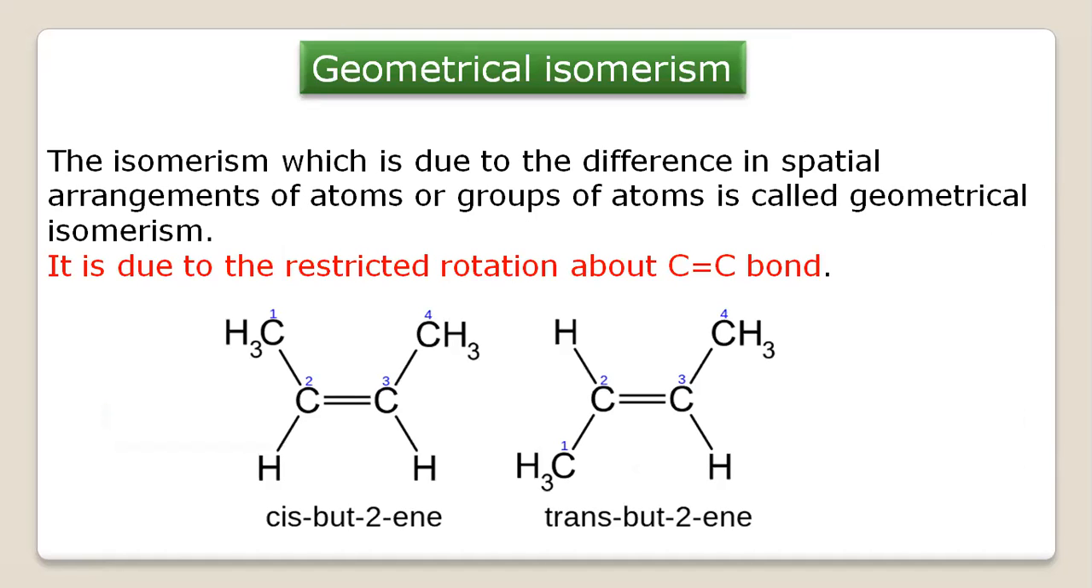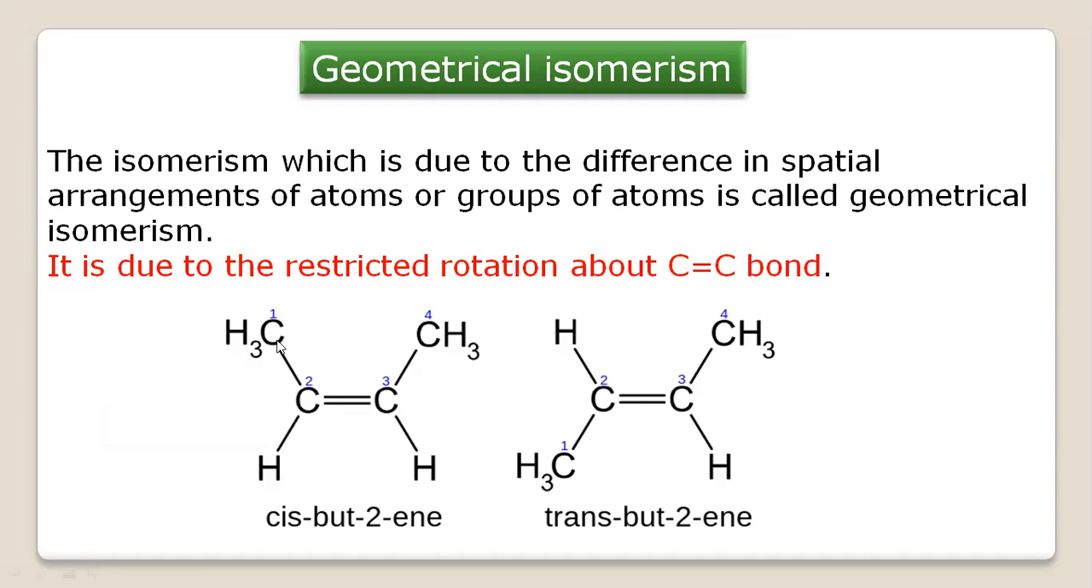First we see geometrical isomerism. The isomerism which is due to the difference in spatial arrangement of atoms or groups of atoms is called geometrical isomerism. This isomerism is due to restricted rotation about the carbon-carbon double bond. See these two structures. A carbon-carbon double bond is present here, but what differs in these two structures?